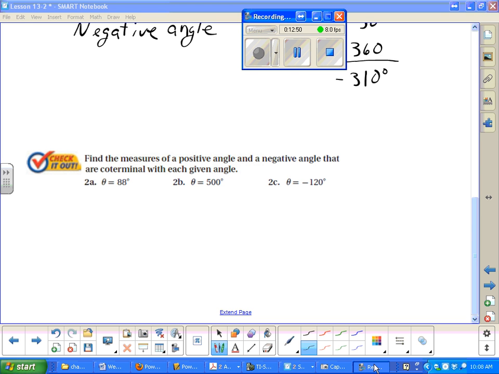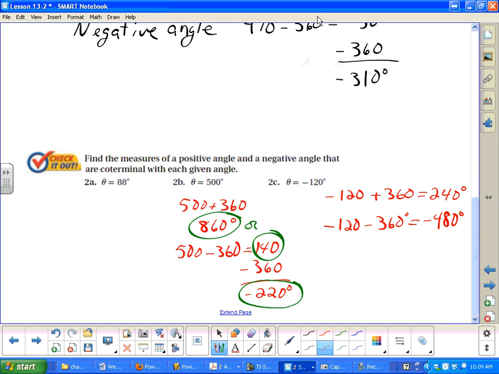So why don't you just do B and C in this case? B and C. Okay, so here for letter B, the 500-degree angle, you could have positive ones of 860 or 140, and a negative one of negative 220. And for the 120-degree angle, you could have a positive 240 or a negative 480 degrees.